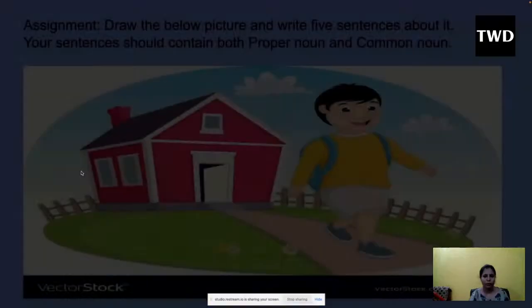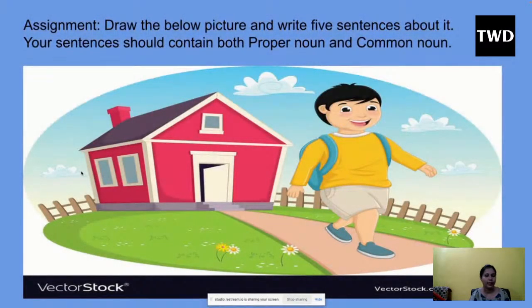Yes. So if you want to do something like what I had done, you can just look at this picture and create your own sentences where you will have both proper nouns and common nouns, and you can also highlight them. Like you can color the proper noun with a different color and common noun with some other color. Yes.